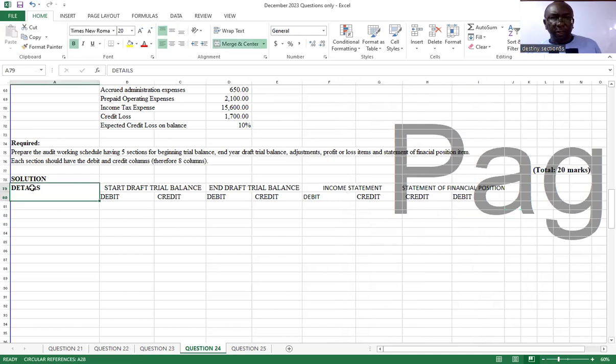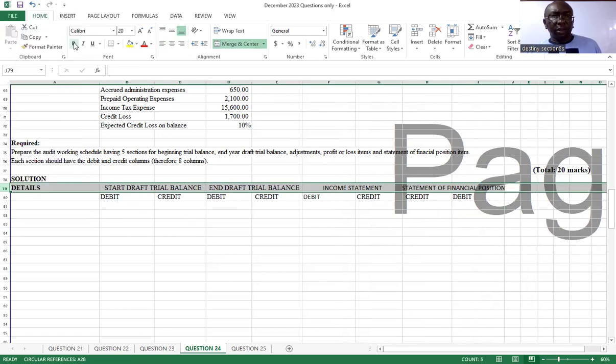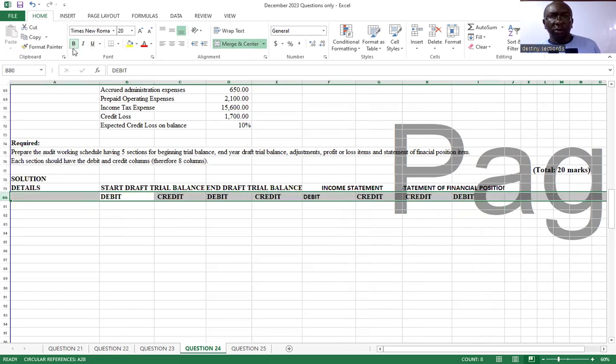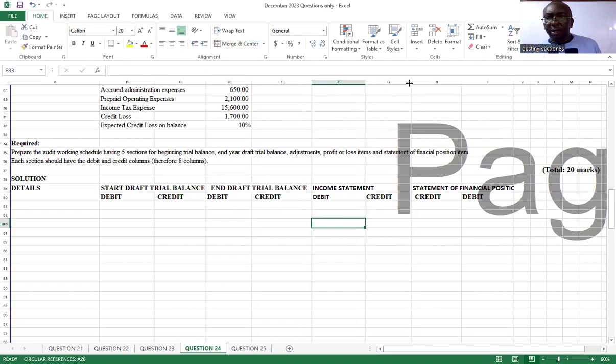I think here I can bold. This one we can also bold. So we have the draft, we have the adjustments, we have the income statement, and we have the statement of financial position. Can put them here at the end. So these may require to be expanded. Expanded. Good. So are we all there? Someone to say whether we are there?